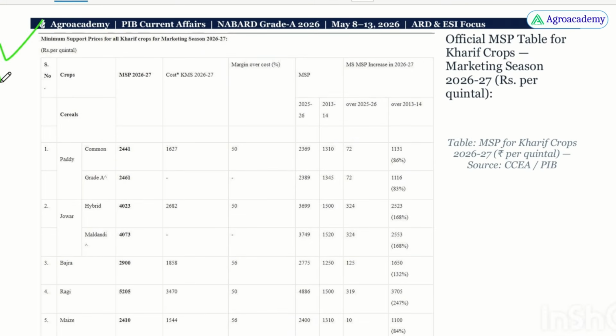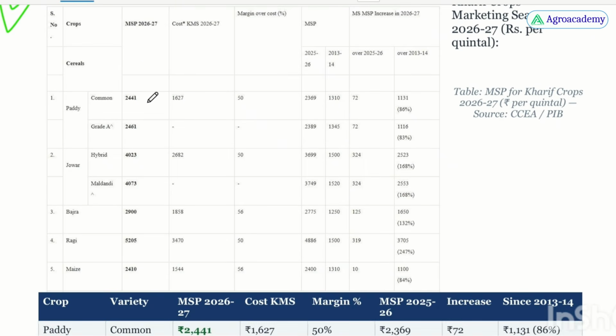This table you have to remember very carefully, because the MSP for PIB is written as 204,041 rupees per quintal, which has shown an increase of 72 rupees as compared to last year. Last year it was 369 rupees per quintal. Okay, and the margin here is mentioned, it is 50%.